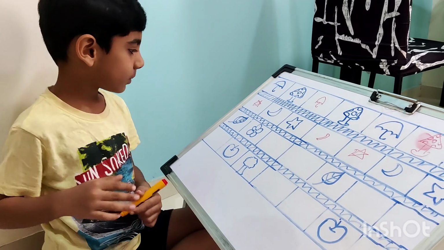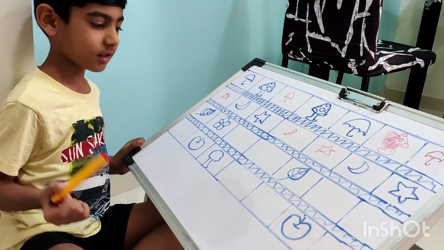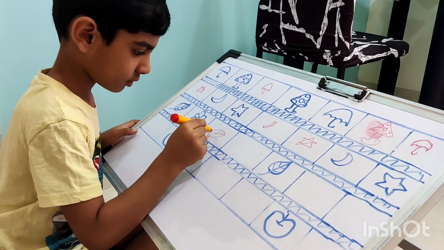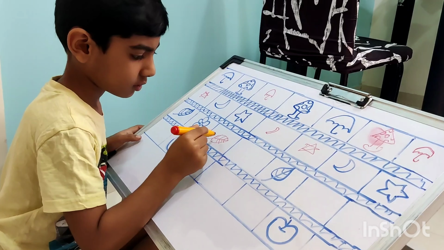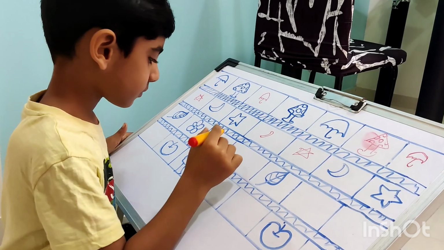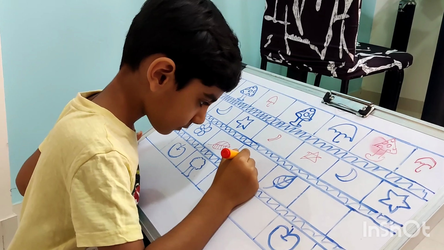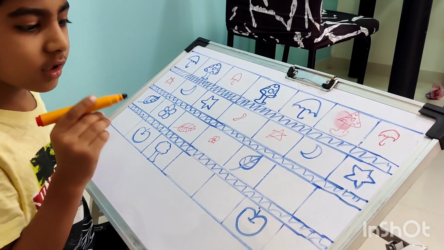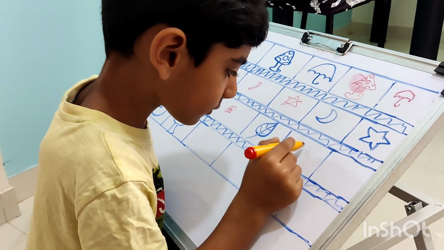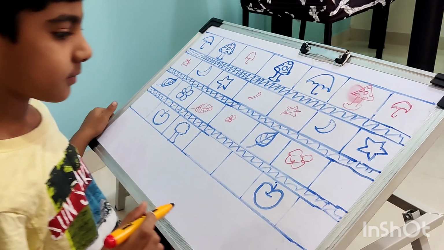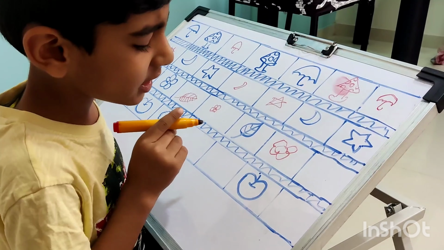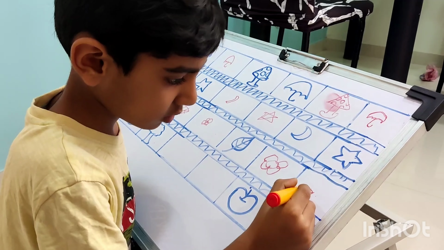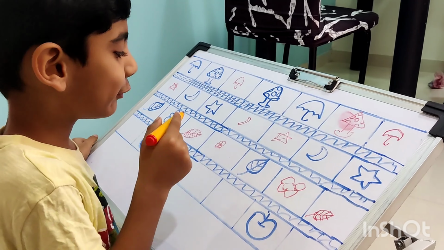Let's start with third row. This is leaf, this is flower. Leaf, flower, leaf. Leaf, flower, leaf, flower. Leaf, flower, leaf, flower, leaf, flower. Leaf, flower, leaf, flower, leaf, flower, leaf. Pattern is leaf, flower, leaf, flower, leaf, flower, leaf.